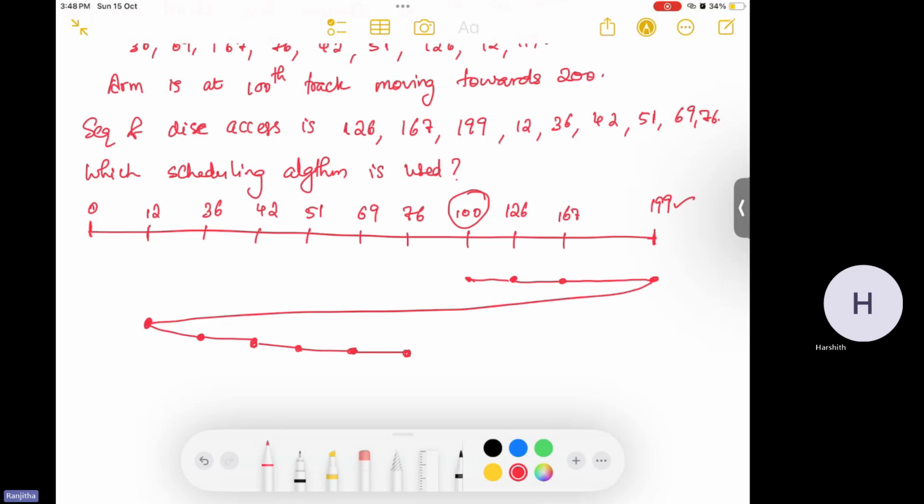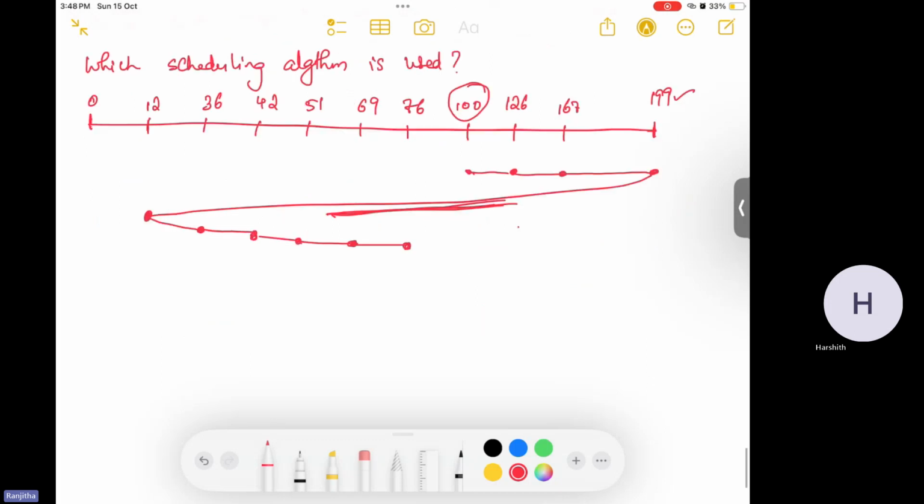We have to note that in the reverse direction, if it was a non-circular scan or look, it would have accessed the requests in the return direction also. So since in the reverse direction there is no access, it is a circular variant. It's a circular variant of scan or look.